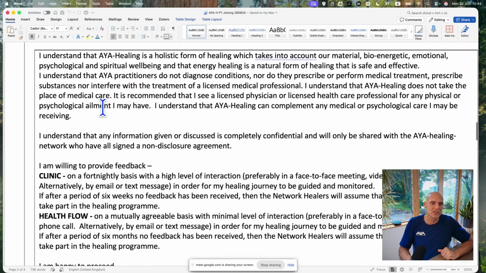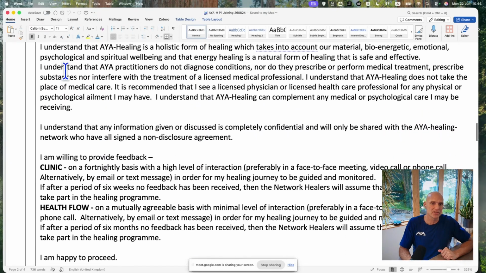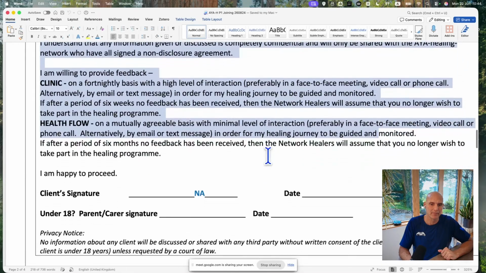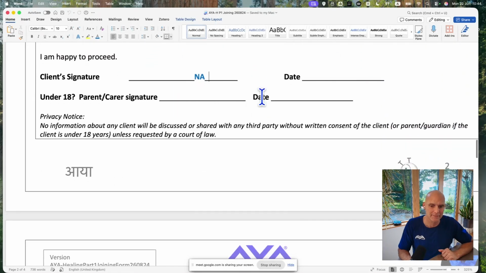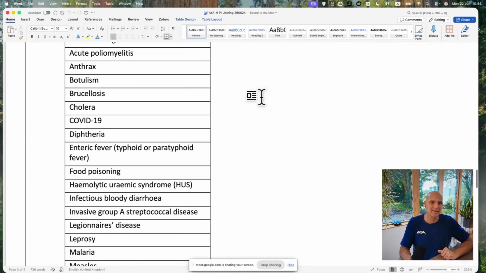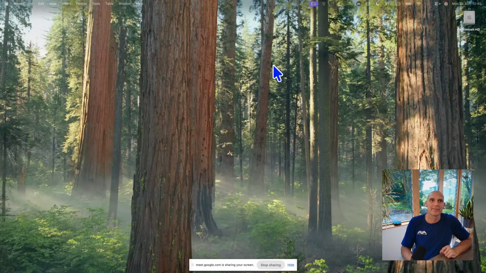So the rest is just a consent form, basically. This is just a consent, and we get a signature from that person and a date. Okay, that's that form, and that's the list of notifiable diseases there on the end. All right, so that is joining form part 1.